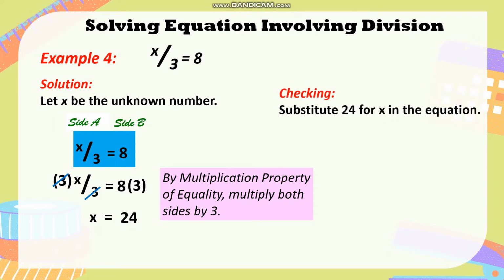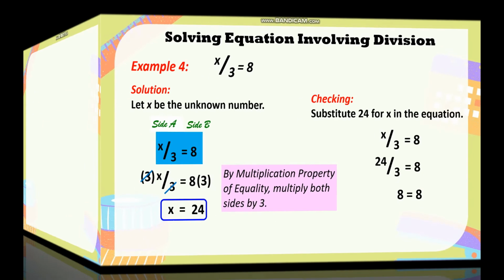Checking. Substitute 24 for x in the equation. X divided by 3 equals 8 is the original equation. Palitan natin ang x ng 24. 24 divided by 3 equals 8. So, 8 equals 8. The unknown number is 24. Therefore, x equals 24 is correct.